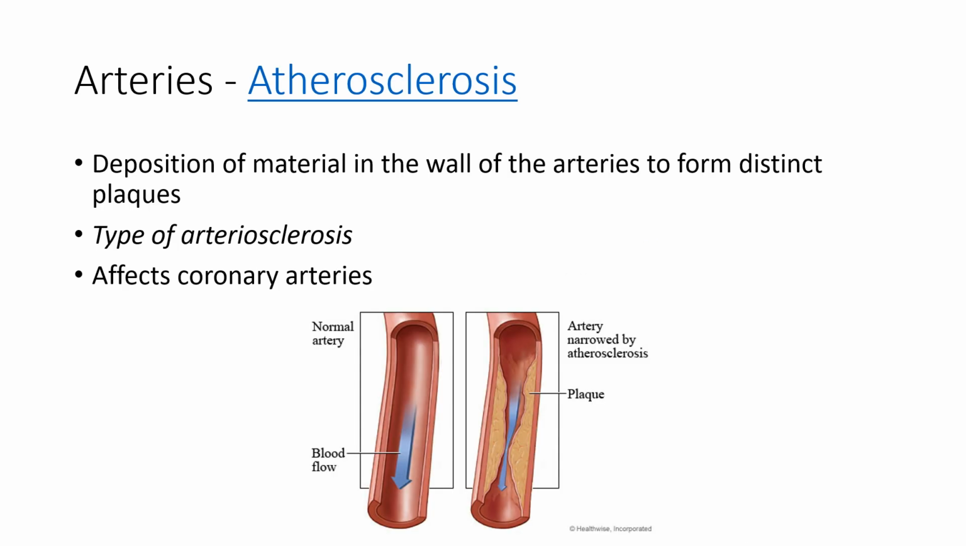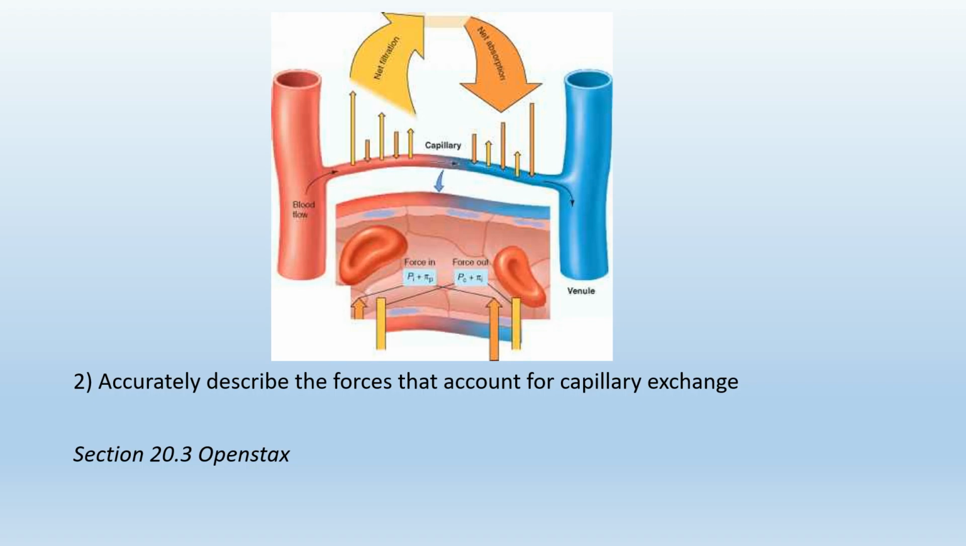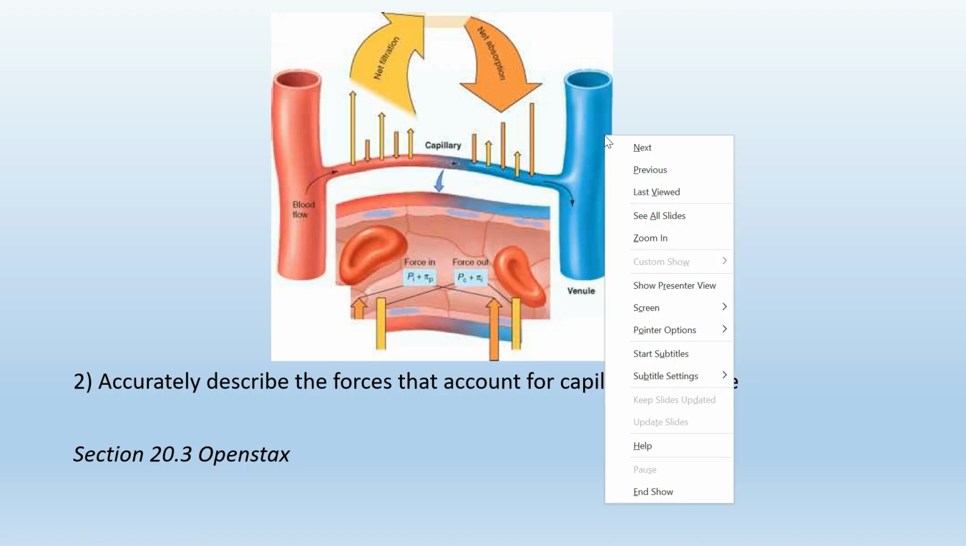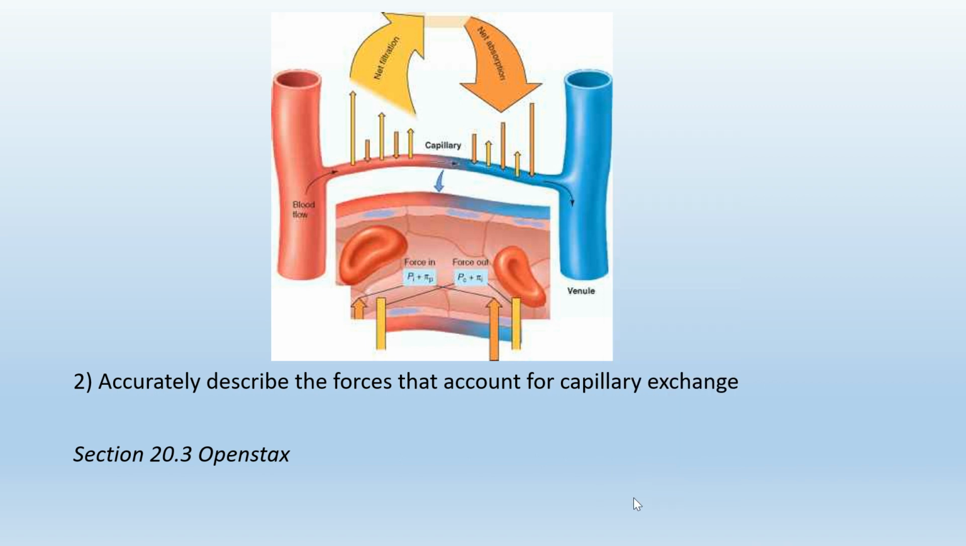Now, a specific type of arteriosclerosis is called atherosclerosis, and this is the type of hardening of the arteries that affects those coronary arteries, those specifically supplying the heart with oxygenated blood. And you can see the plaque build up there in that coronary artery. It's called atherosclerosis, again, a type of arteriosclerosis, and it's going to prevent blood flow through those coronary arteries. Okay, and that's it for Chapter 20, Objective 1.